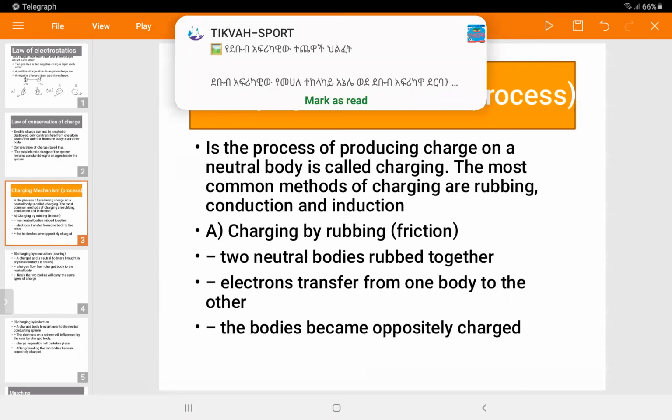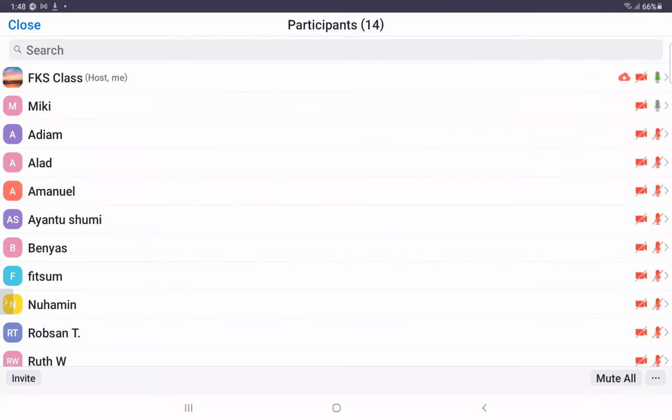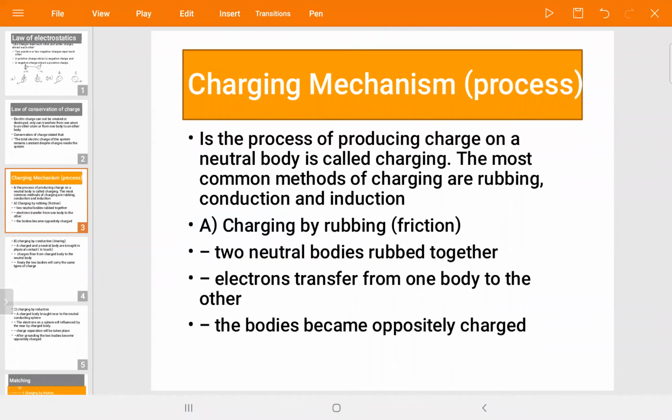For example, if we are taking a silk cloth and maybe a plastic rod, we do have two bodies, which is the rod and the cloth, and then the rod needs to rub against the silk. Due to this process, there will be a transfer of electrons between these two bodies, from one body to another body. Assume we have two bodies, first body A and body B.